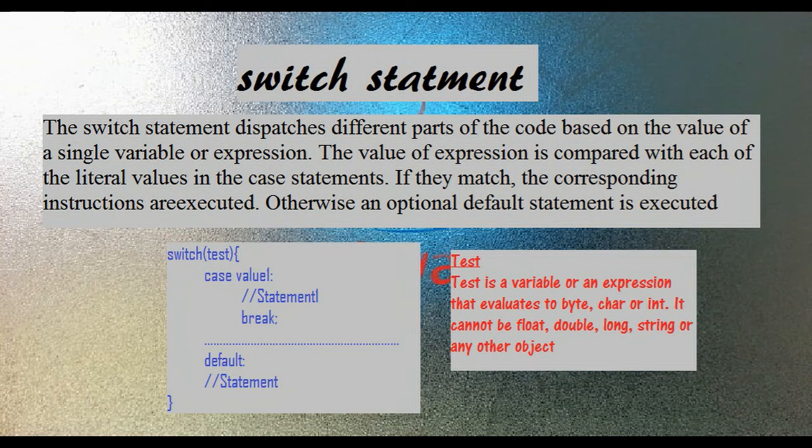Switch statement. The switch statement dispatches different parts of the code based on the value of a single variable or expression. The value of the expression is compared with each of the literal values in the case statements. If they match, the corresponding instructions are executed. Otherwise, an optional default statement is executed. Test is a variable or an expression that evaluates to byte, char, or int. It cannot be float, double, long, string, or any other object.